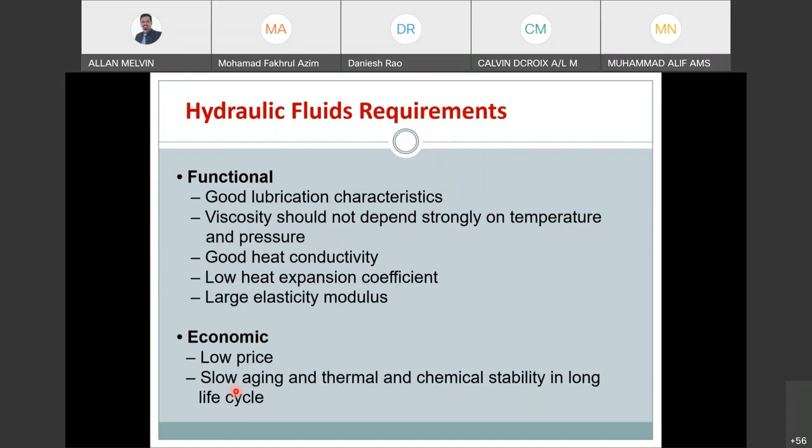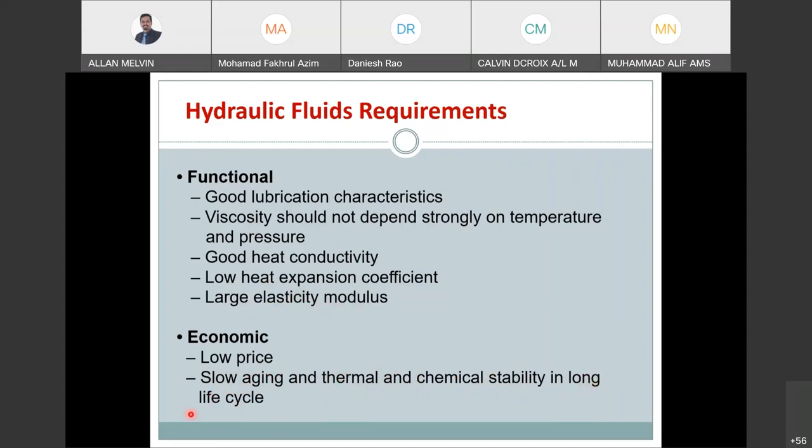So it is better to buy a higher grade oil. Let's say you spend 400, but it needs maintenance only once a year. So you are saving 200. That's what we call slow aging, meaning you don't need to do maintenance for a certain time. Thermal and chemical stability I already told you. Thermal is in terms of heat, and chemical stability is in terms of your viscosity, your elasticity, and the chemical compounds inside.